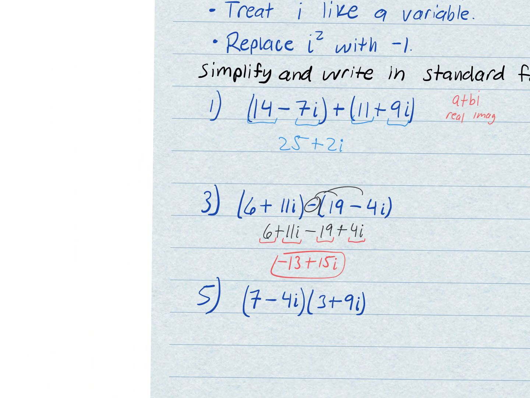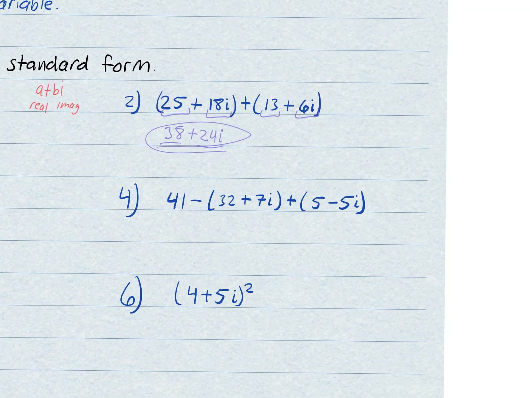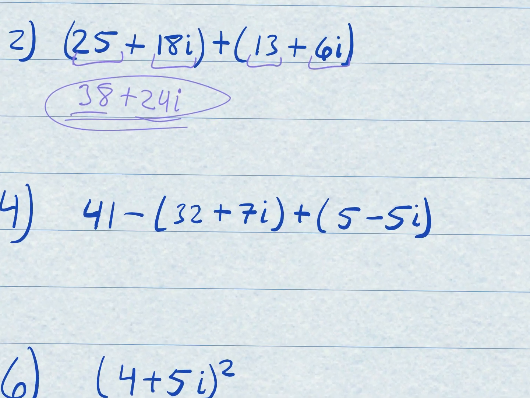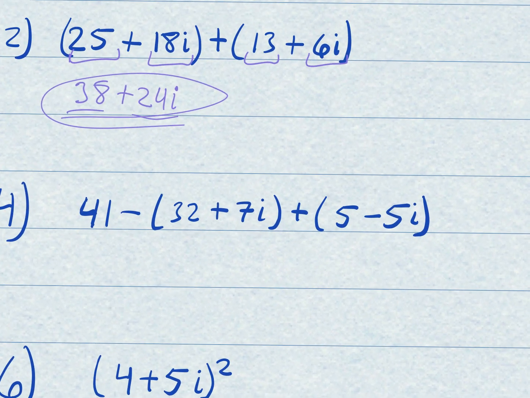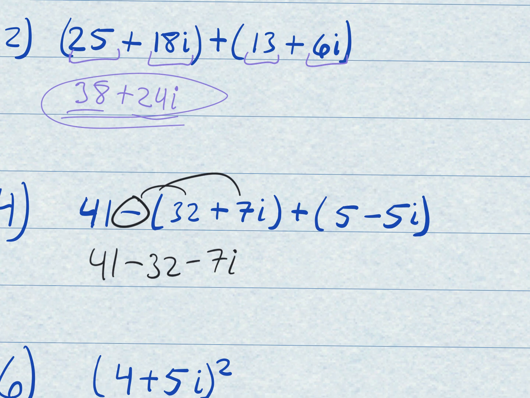And now let's look at the next one. Again, we have a mix of a couple things here. We have some addition, some subtraction. Again, the negative on the outside is going to change the sign of everything on the inside. So we should get 41 minus 32 minus 7i. And then this plus is going to keep the sign, sorry, of everything on the inside. So 5 minus 5i is going to stay a plus 5 minus 5i.